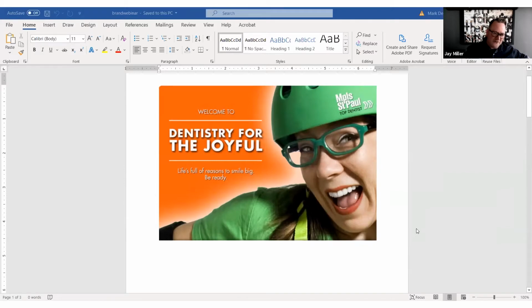And what they're doing is they kind of align themselves with the roller derby girls, and then every year they use the roller derby girls as their models, and use that in all their advertising. And then their message is dentistry for the joyful. Life's full of reasons to smile big, be ready.